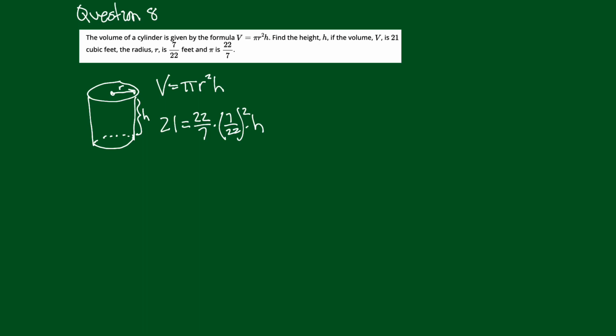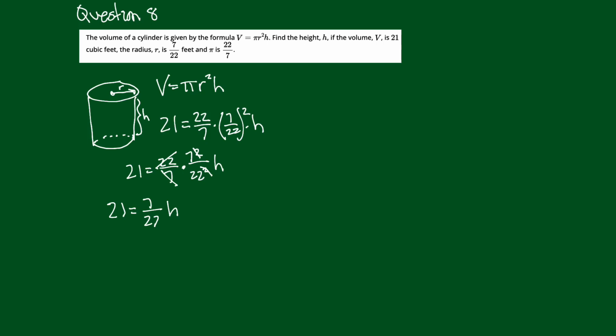Now here's what we'll get. 21 is equal to 22 over 7 times, now I'm going to write this as 7 squared over 22 squared, h. And here's what happens. Here's why I wrote it like that. I'll get 21 is equal to, this 22 will cancel with one of those, and I've got two 7s on top. One of them will cancel with this one. So here's what I'm left with now. A 7 on top, a 22 on the bottom, equal to h.